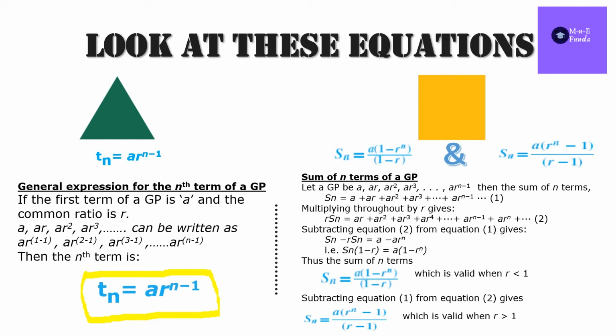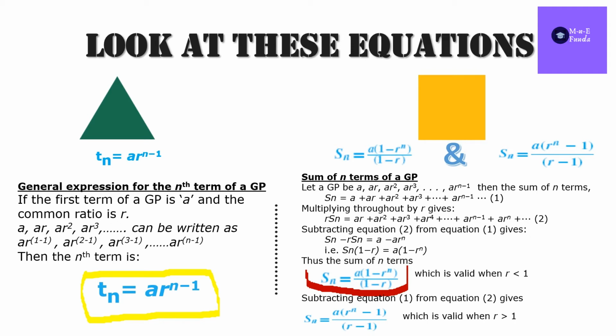Multiplying both sides by R, we will get this expression 2, and this is expression 1. Subtracting equation 2 from equation 1, we will get the result Sn equal to A times 1 minus R to the power n by 1 minus R, which is valid when R is less than 1. That is, when R is a fraction, we will use this formula, this one.